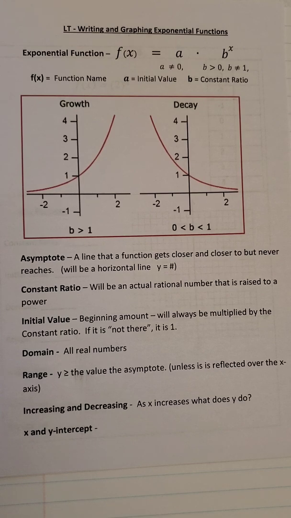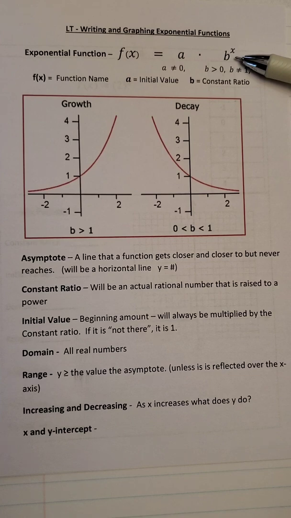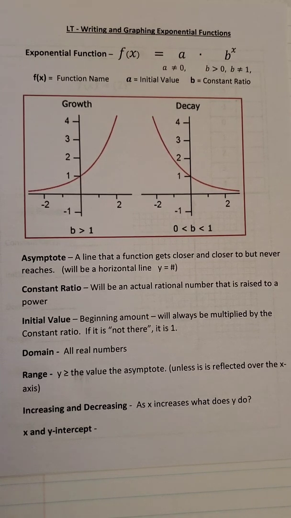All exponential functions have a constant ratio, something that's multiplied by one y value to get to the next consecutive y value. A can never be 0. If a was 0, 0 times this would be 0. It would no longer be exponential.